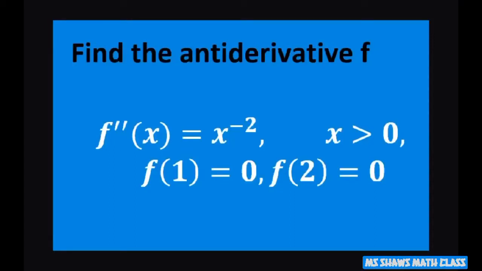Everyone, we're going to find the antiderivative f, given our second derivative of f of x is x to the negative 2 power. X has to be positive because you have the square root. All right, so let's take our first derivative, by taking the antiderivative of our second derivative.